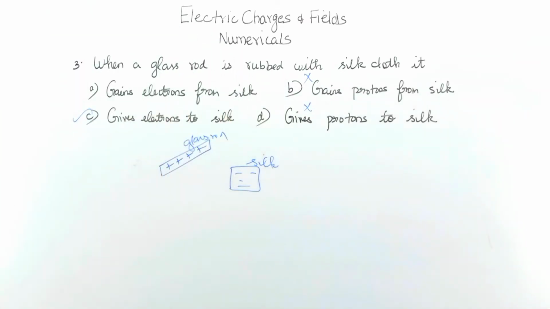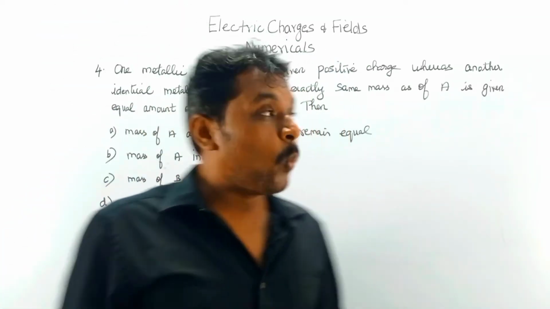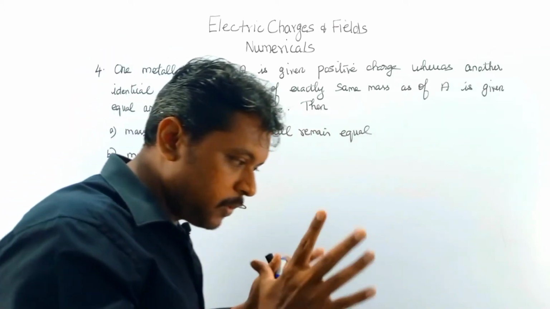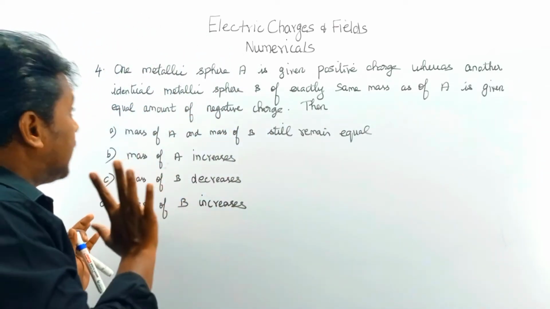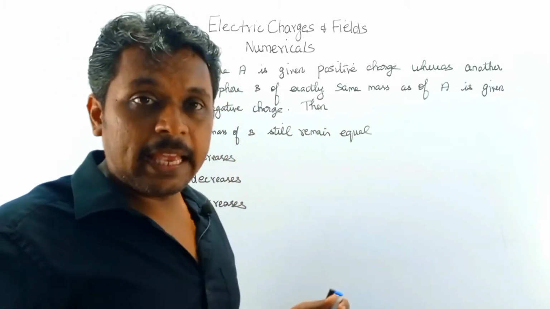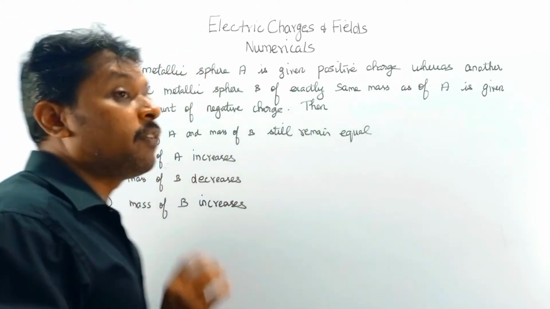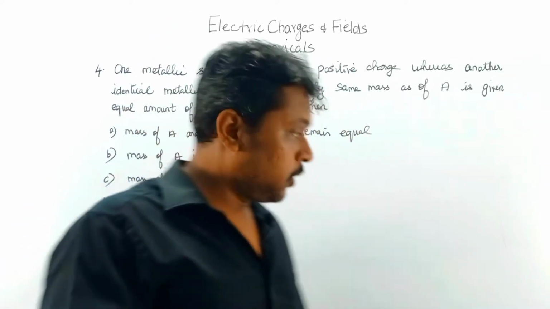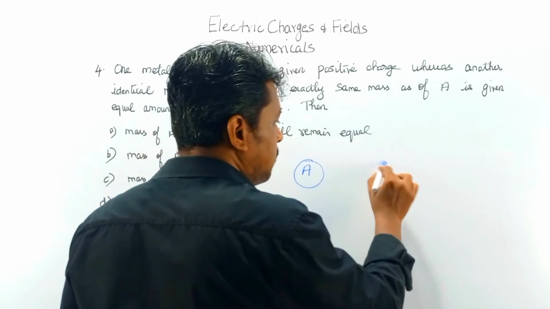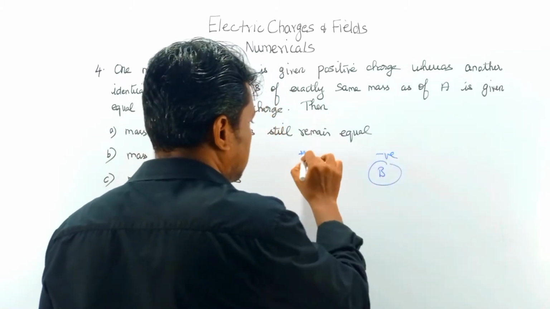Okay, the fourth question. One metallic sphere A is given a positive charge. Whereas another identical metallic sphere B of exactly the same mass as A is given an equal amount of negative charge. So here we see that A is positively charged and B is negatively charged.